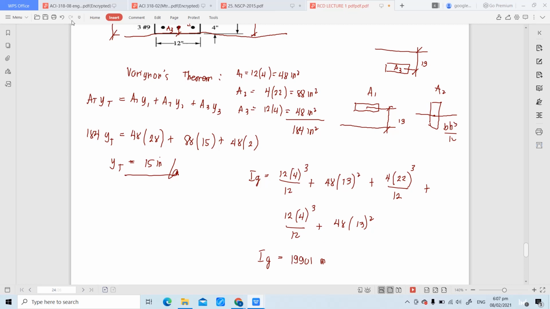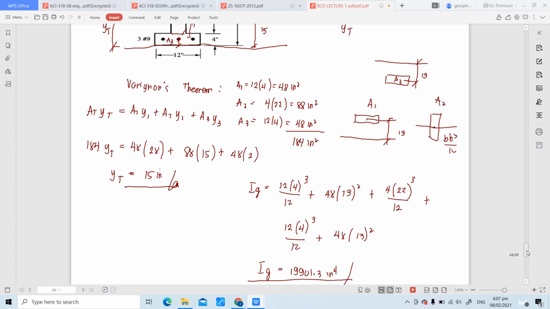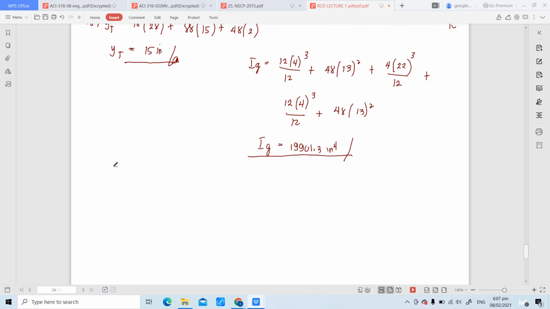19,901.33 inches raised to 4. That is the correct answer. Kung ayaw nyo yung analysis na yon, pwede ito, dagdag bawas method. Ito kasi yung kino-compute yung I section.